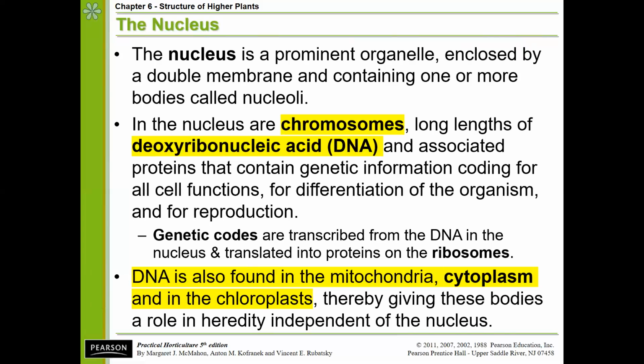And as I mentioned, it's also found in the mitochondria, in the cytoplasm, as well as, to a lesser extent, but a little bit in the chloroplast as well. The units of heredity in plants are in the DNA and in the chromosomes, where the genetic code is stored.